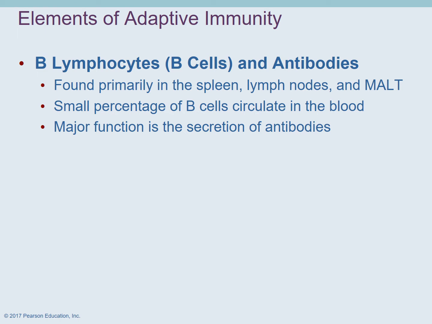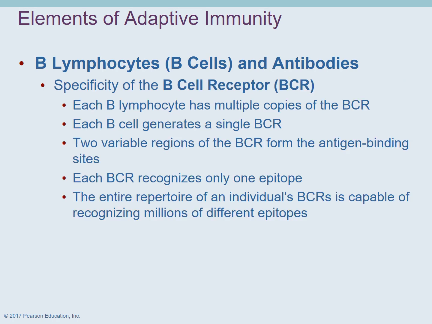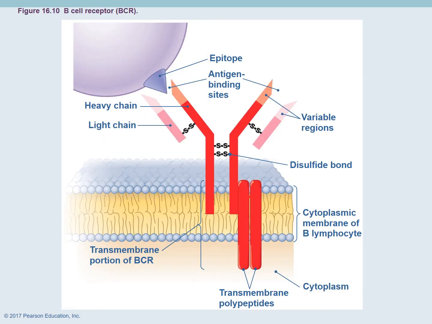For the B cells, these are found mostly in the spleen, the lymph nodes, and in the MALT. There are some that will circulate in the blood. The main purpose of the B cells is antibodies, but they're not doing it continuously. They only do it once they have been activated. Each B cell has what we call a B cell receptor, and essentially it can only recognize antigen.